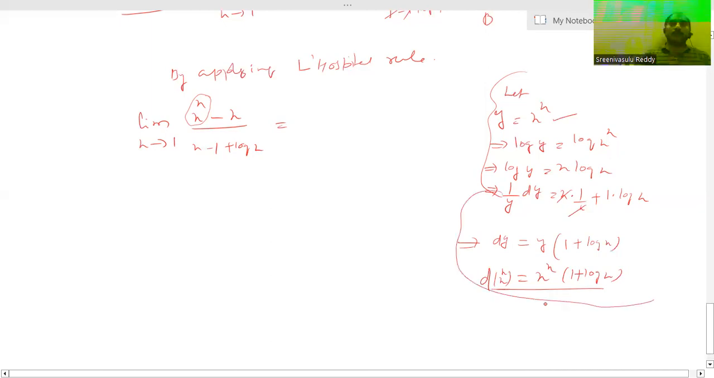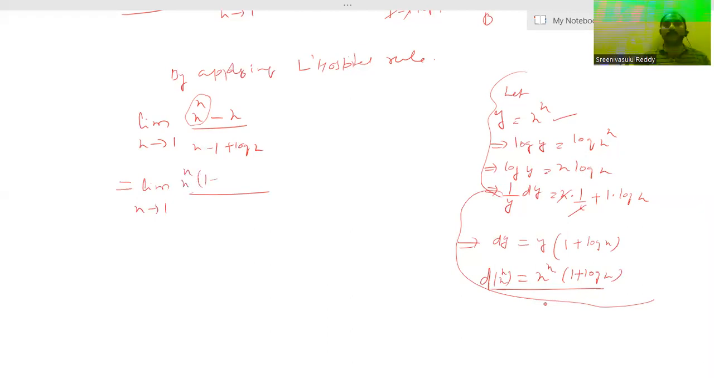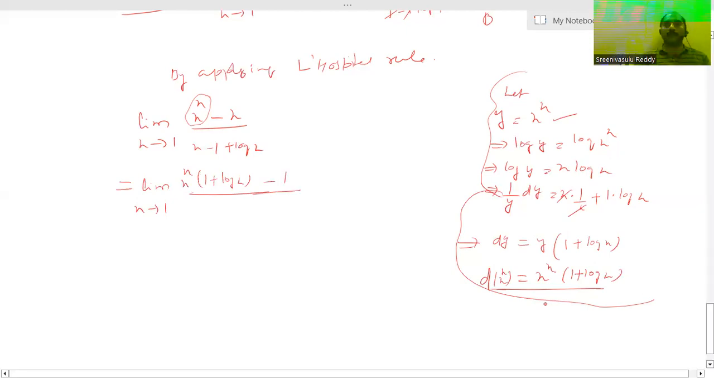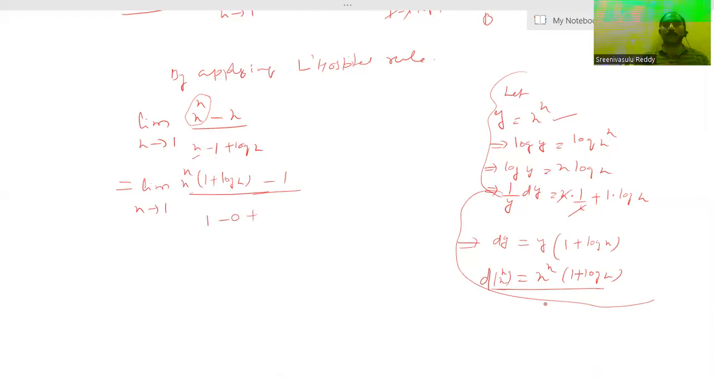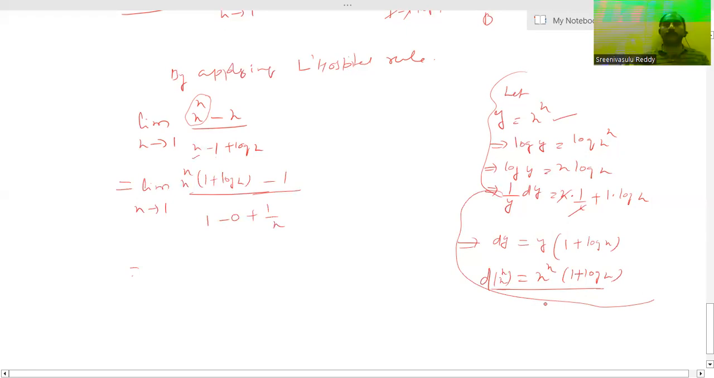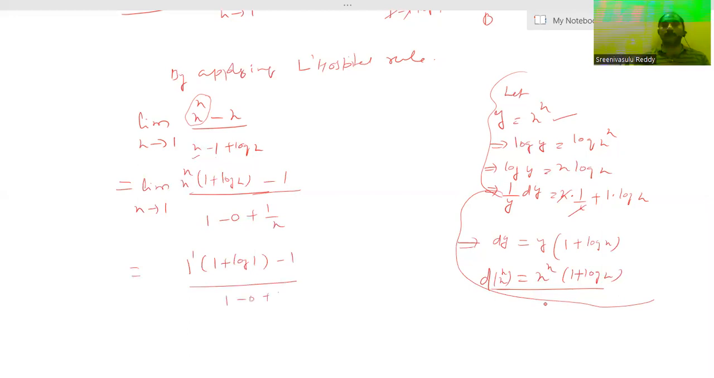Okay. It is better to substitute in the next line. Limit x tends to 1. By applying L'Hospital rule means apply the derivative. X power x derivative is x power x times of 1 plus log x, minus derivative of x means 1. The denominator derivative of x means 1, derivative of 1 means 0, plus derivative of log x means 1 by x. Once again substitute the limit value. X tends to 1. 1 power 1, 1 plus log 1 minus 1 by 1 minus 0 plus 1 by 1.